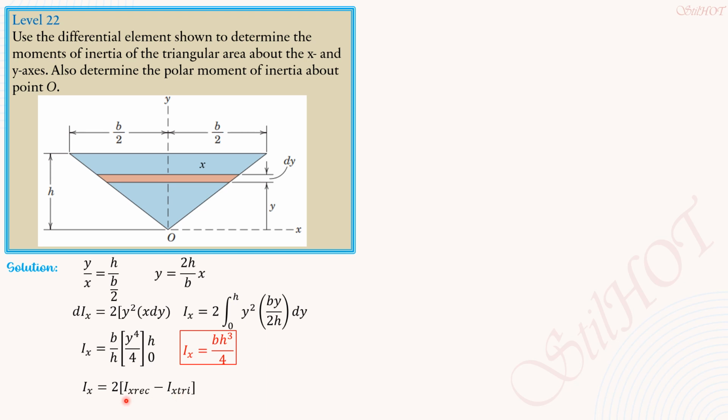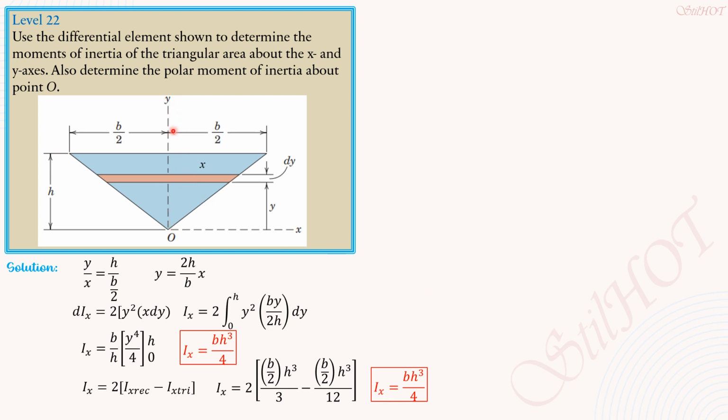So Ix is 2 times, base is b over 2, height is h, so h cubed over 3, minus b over 2, h cubed over 12 for that triangle. So Ix is bh cubed over 4. So it checks.